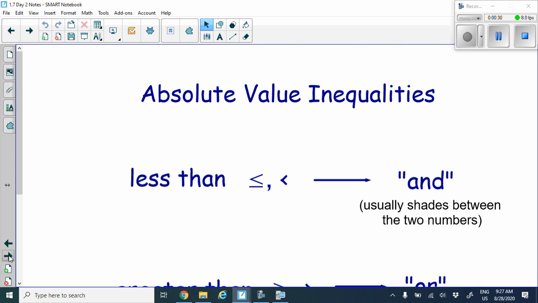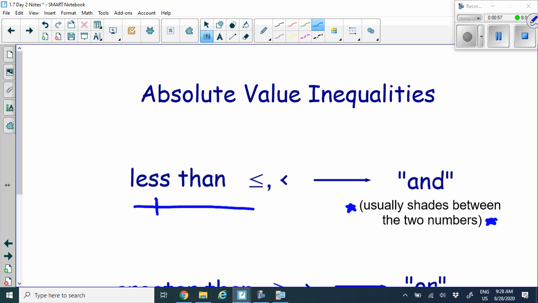Okay, let's talk about absolute value inequalities, because we are going to do some shading here. The first thing is we have our less than inequalities. You can have the less than or equal to or the less than. Basically we call this an and problem. What happens is that we can usually shade between 2 numbers. What does that look like? Well, let's say we have a number line with 2 numbers, like -4 and 4. Basically, we will shade, I'll just make a different color, in between those 2 numbers.